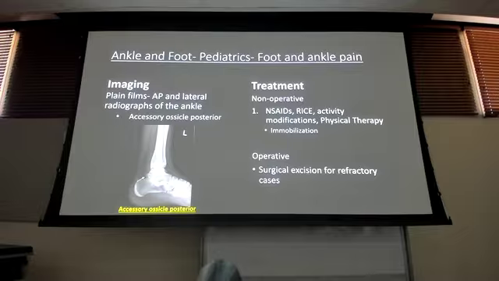For this, we can try non-operative treatment with most things. We're going to start with that, and some anti-inflammatories.